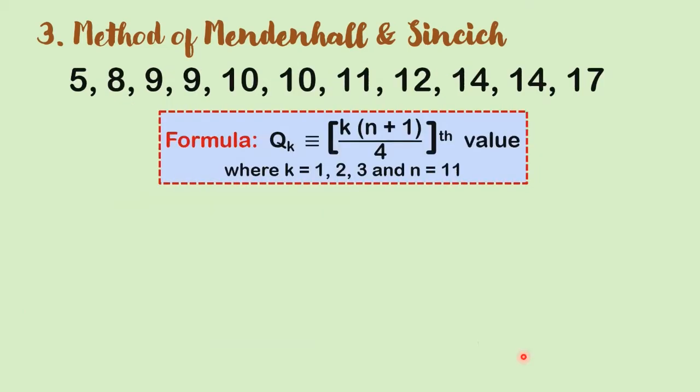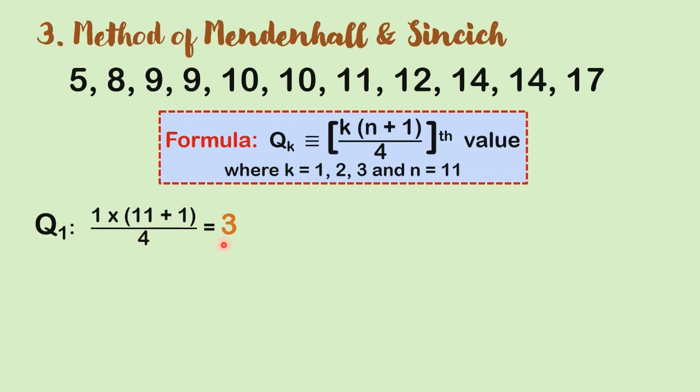So let's now use Mendenhall and Sincich method in getting quartiles. So ito yung mga data natin arranged in ascending order, and then this is our formula. So let's get Q sub 1. Here, we substitute K equals 1. And then ano yung N natin? 11, because we have 11 values here. And then we do the math. 11 plus 1, you get 12. 12 times 1, 12. Divided by 4, you get 3.